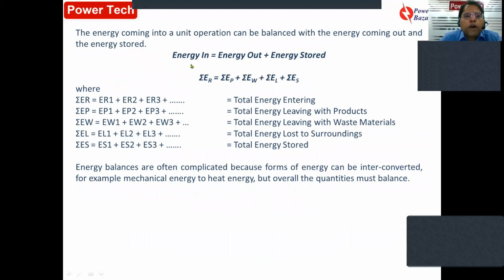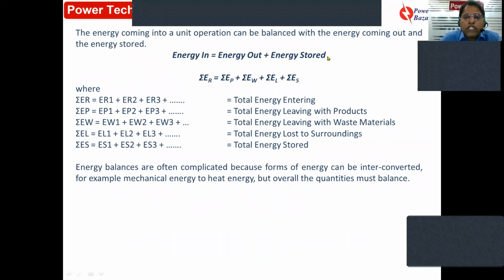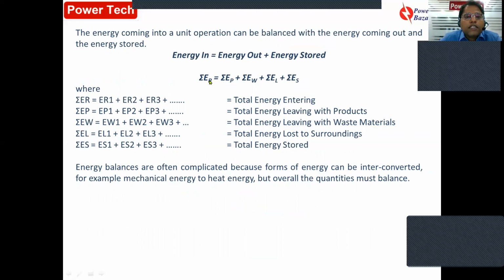Similarly, let us come to energy balance. Energy in is equal to energy out plus energy stored. Now, in this case, R stands for energy entering the system, raw materials particularly. This is P, energy leaving with the products. This is W, the total energy leaving with waste materials. This is the total energy lost to surroundings, EL, where EL is equal to EL1 plus EL2 plus EL3. And ES is the total energy stored. So this is basically energy balance.